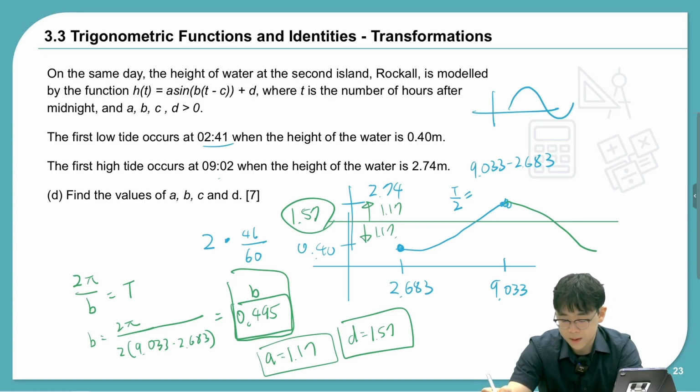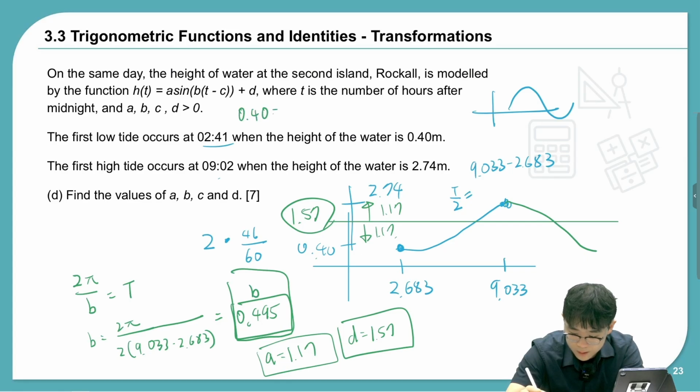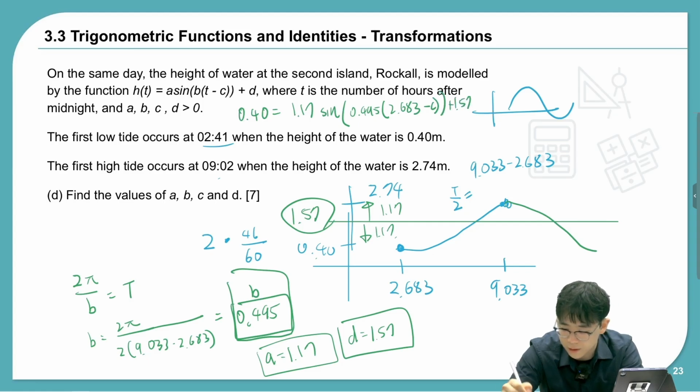So if you have height of 0.4, we could say 0.4 is equal to 1.17 times sine of 0.495 t minus c. But instead of t, we now have 2.683 minus c. And then we add 1.57. Okay. So if you just solve for c right here, we're good to go.